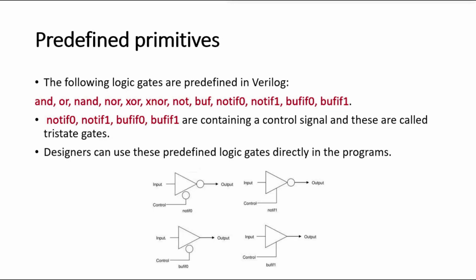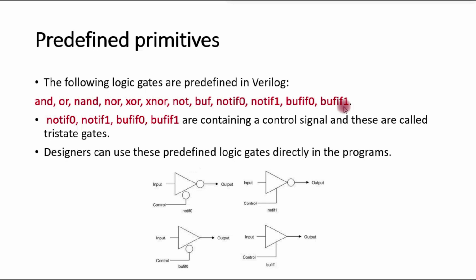The logic gates used in Verilog descriptions, with keywords and, or, nand, nor, xor, xnor, not, and buf used for the buffer circuit, are defined by the system, and these are system primitives. Not and buf are the single input logic gates. Tri-state gates are also predefined in Verilog, like notif0, notif1, bufif0, and bufif1. Tri-state gates contain one control signal.